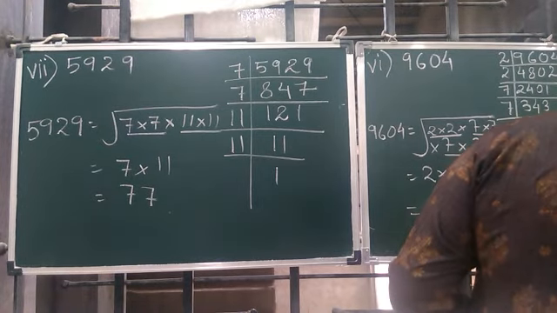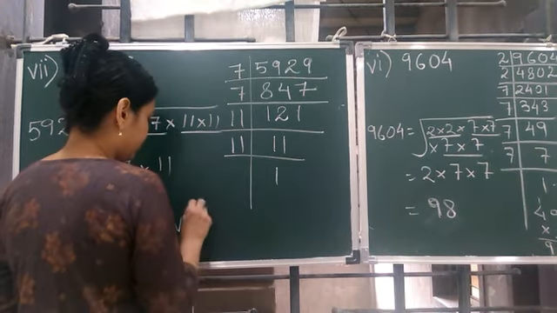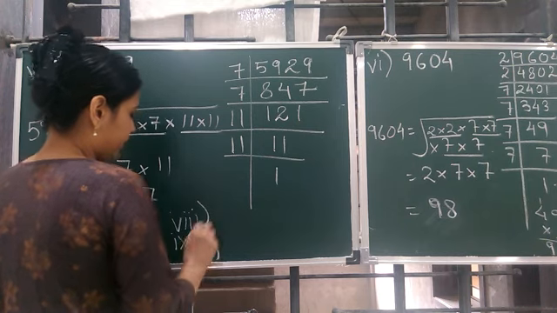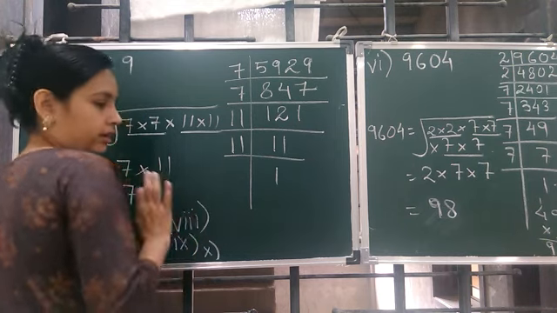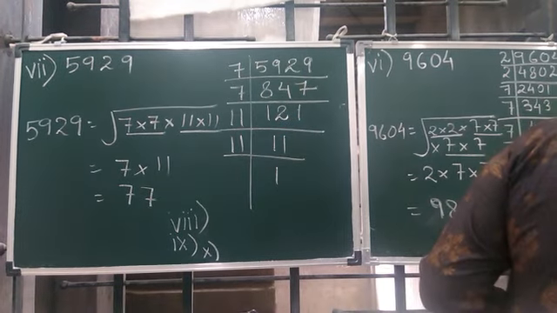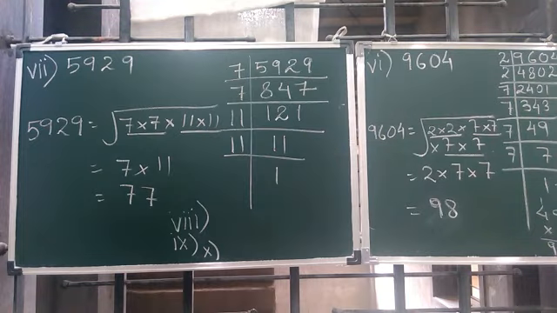Then children, the 8th, 9th and 10th I would like to give you as homework. You will try. Just as you did 1 to 7, you have to do the 8th, 9th and 10th. Okay, so that will be your homework. Now we start the next question.